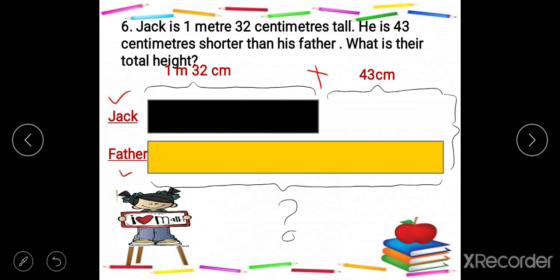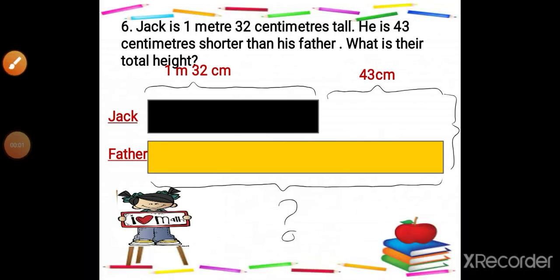So the first thing you have to do is understand the question. The second thing you have to do is plan what to do. Your planning could be your bar model. If you draw a bar model, you would understand the answer. The third step is to work out your answer. And the fourth and last step is to check your answer.